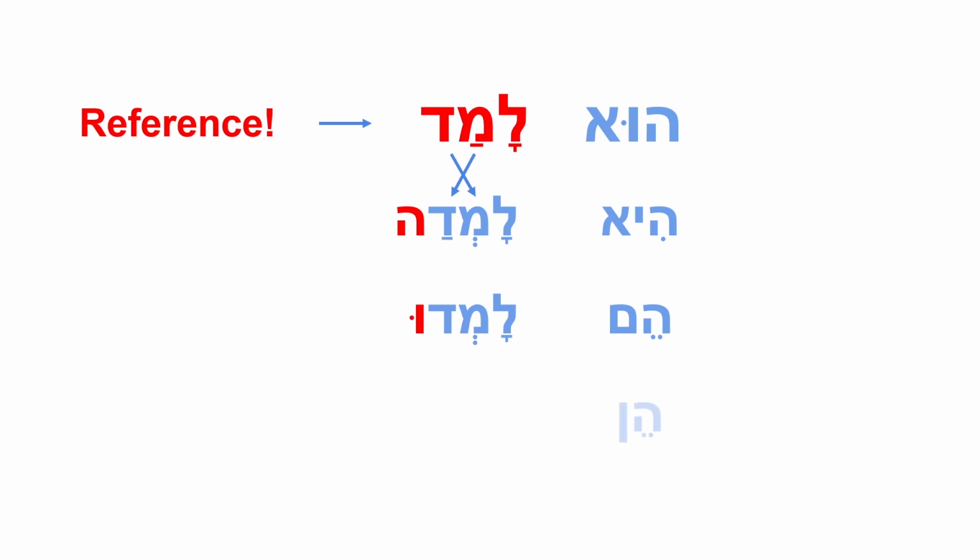Lamdu. Hen will have the same conjugation. Lamdu. Hu lamad. He lamda. Hem lamdu. Hen lamdu.